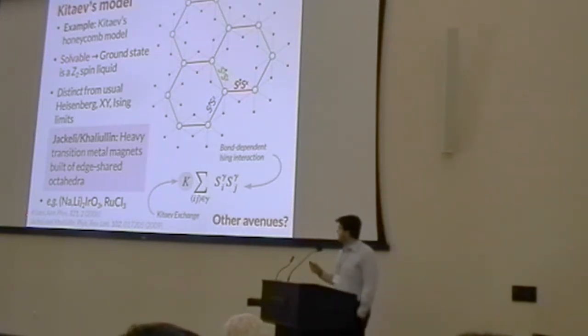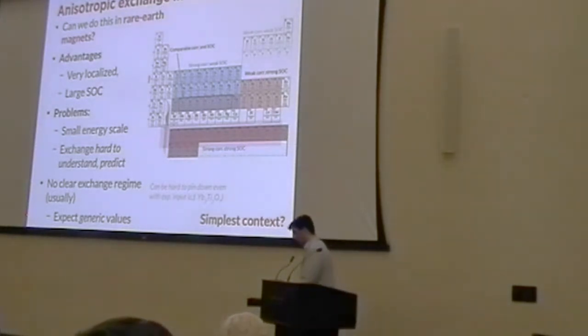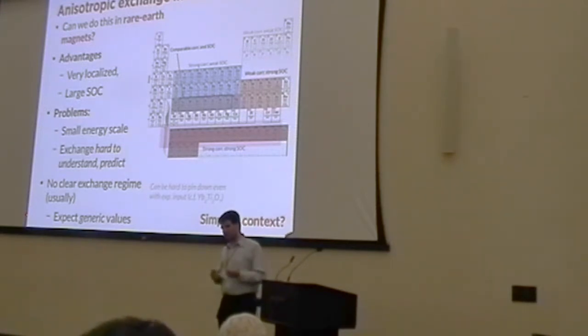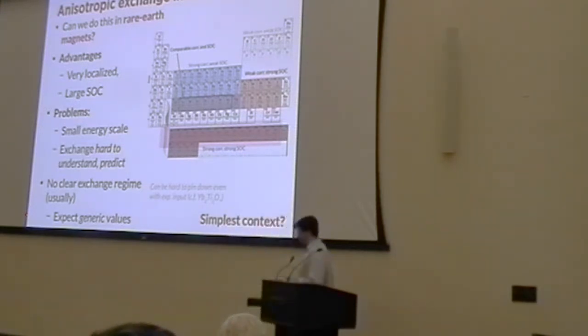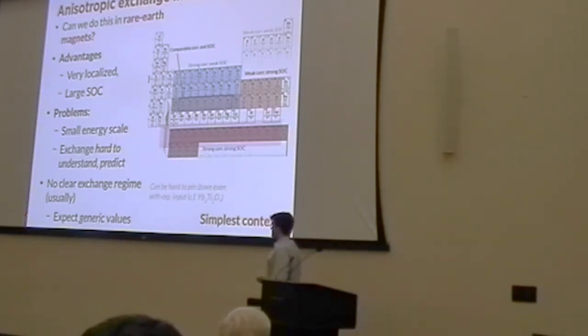What I want to tell you about today is other avenues to do this, namely through rare earth magnets. We find very intrinsically anisotropic exchange regimes in rare earth magnets. These have many of the advantages and properties found in the heavy transition metals. They're very localized, with large spin-orbit coupling. They have some other issues that you don't find there. For example, the energy scale is very small, so instead of using temperatures of 100 Kelvin or 1,000 Kelvin, you can use temperatures of 1 Kelvin or 10 Kelvin. And also the exchange is, in some sense, more complicated.